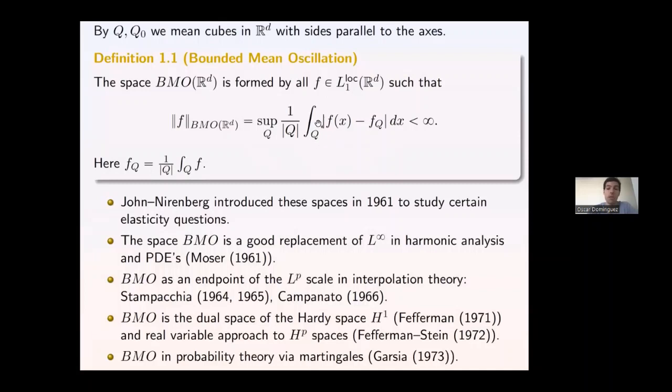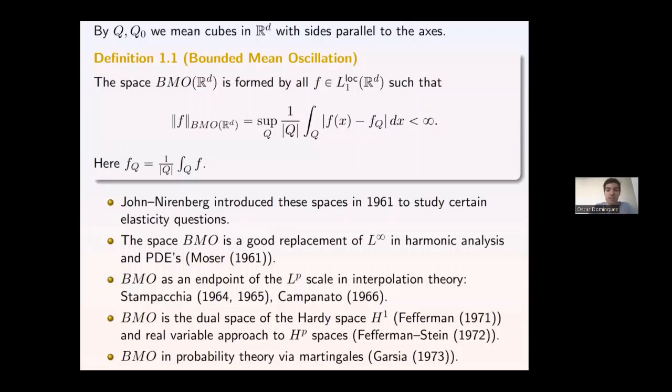Or in other words, the mean oscillations of the function f are uniformly bounded with respect to all cubes contained in R^d. Here, as usual, we denote by f_Q the integral mean of the function f over the cube Q. This space was introduced in the seminal paper by John and Nirenberg in '61, in connection with certain questions arising in elasticity theory. But it was soon realized that BMO is a very important space in many areas of analysis.